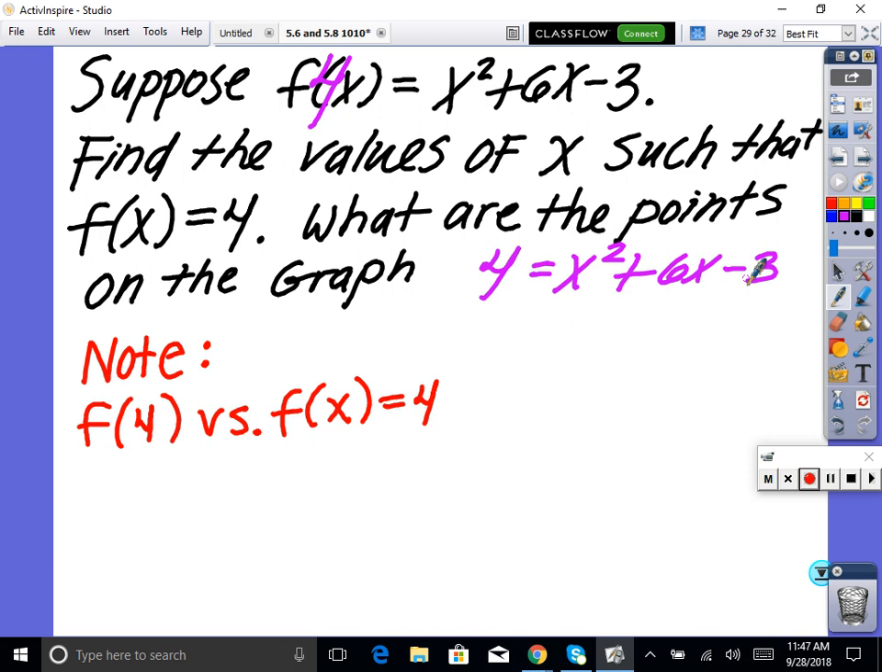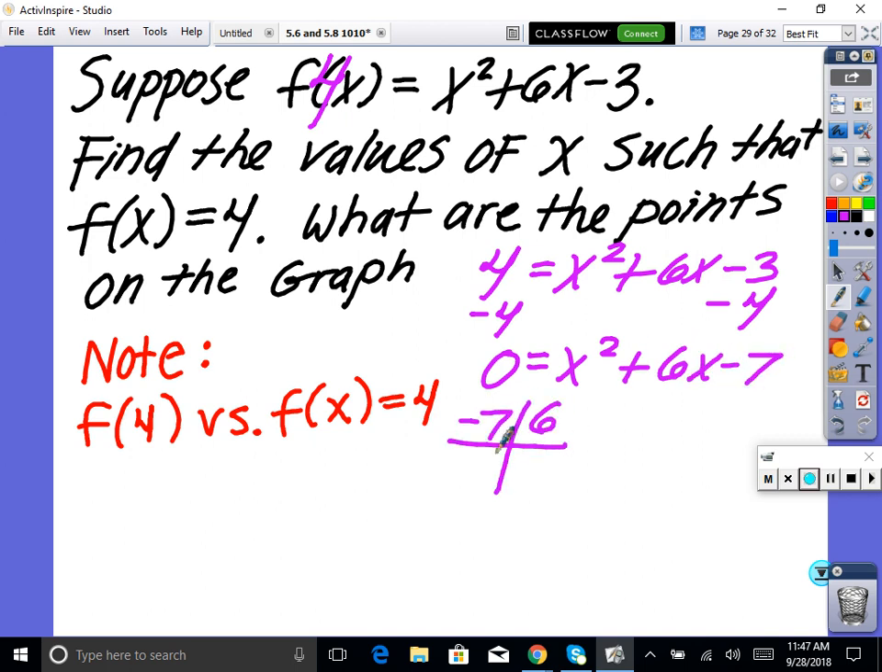This would be plugging it in for x. This one's not. Okay, so then how do we solve quadratics? We get them equal to 0, right? And we put them in standard form. 0 is equal to x squared plus 6x minus 7. Then you see what multiplies to be negative 7 and adds up to be 6. 1 times 7, negative 1. I can quick factor. X minus 1, x plus 7.